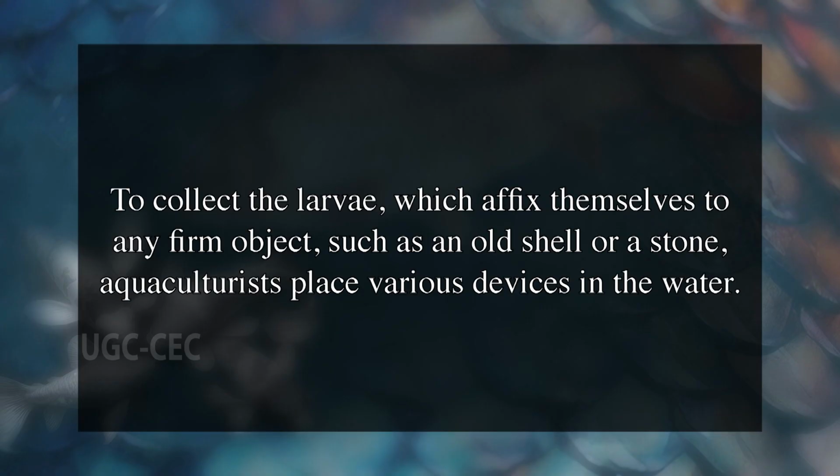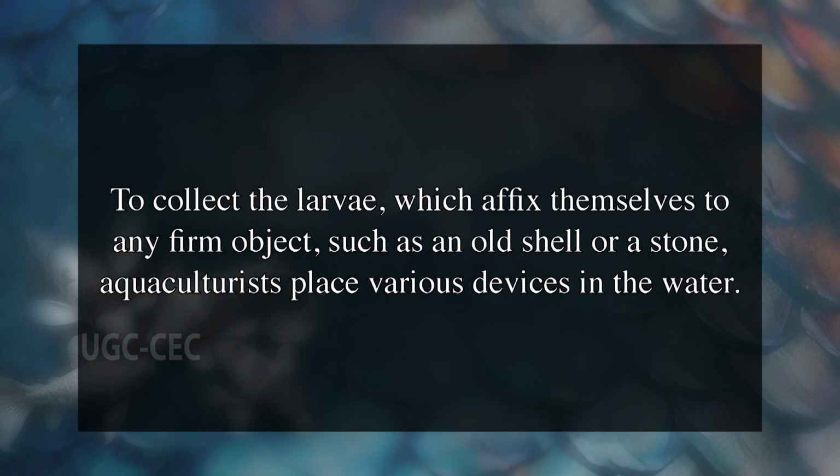And the Japanese grow edible oysters from Hokkaido, that is in the north, to Kyushu in the south. Japanese farms are divided into two classes. Some cultivate seed oysters only, while others raise the bivalves for food, especially for export. The Japanese cultivate oysters on the sea bottom, that's horizontally, and on sticks, that's vertically, to collect the larvae which affix themselves to any firm object such as an old shell or a stone.